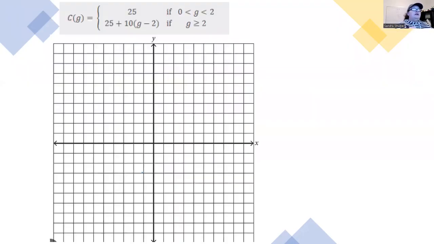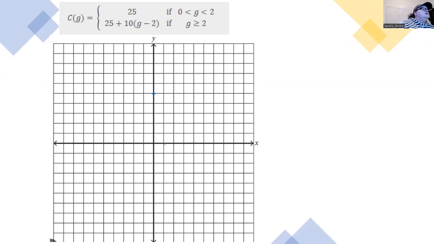All right, here's the other piece that I think you're struggling more with than anything. Let's graph this. What does this look like? 25. So we have to go up to 25. How can I do this? I could do 5, 10, 15, 20, 25. So there's 25. It's 25 between 0 and 2.